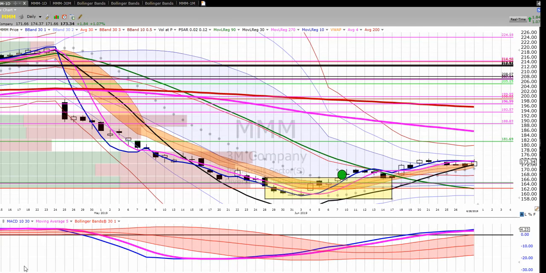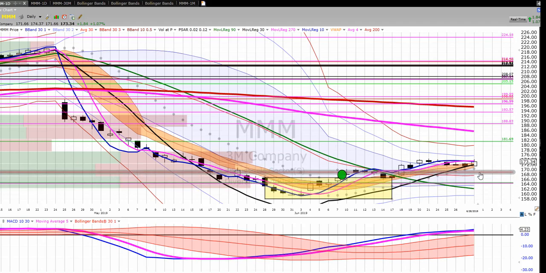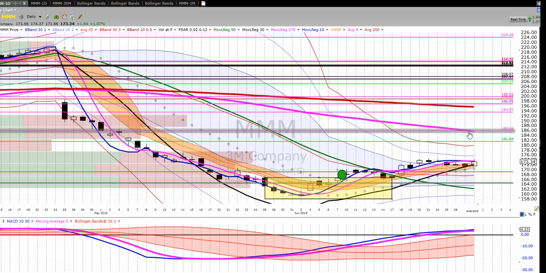Okay, 3M, kind of dead money. Let's put the stop at the PSAR for a scratch. This is where I would add a second position, targeting the RL270.